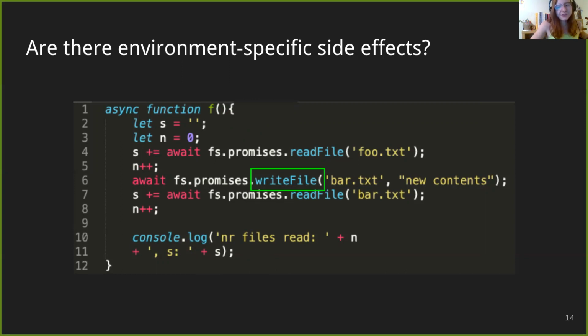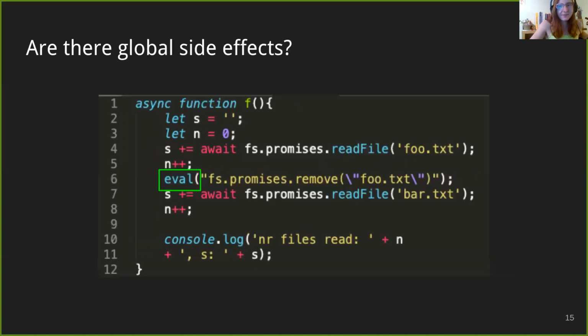So we need to track the fact that this write file is a modification of the file system environment. You'll notice that there's no shared variables that are being modified. It's just the contents of this file. And then JavaScript also has this wacky thing where you can just execute arbitrary code snippets in the middle of a program. So this eval function is one example, but it just takes in a string, and then whatever string gets passed in, it just turns into code and executes it.